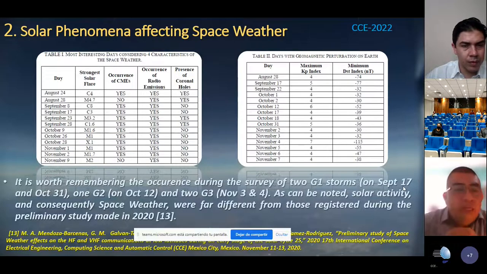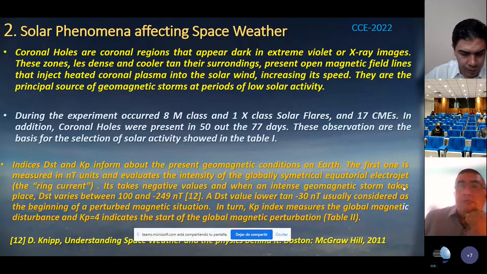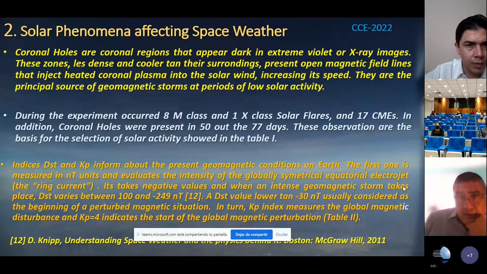As you can note, solar activity and consequently space weather were different from those registered during the preliminary study in 2020. Coronal holes are the coronal regions that appear dark in extreme ultraviolet or X-ray emergence. During the experiments there occurred 8 M-class and 1 X-class solar flares and 17 CMEs. In addition, coronal holes were present in 50 of the 77 days. These observations are the basis for the selection of solar activity shown in table number 1.